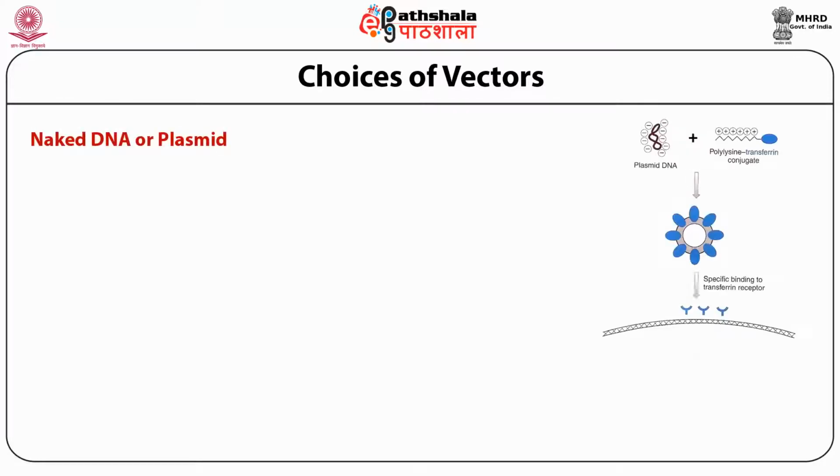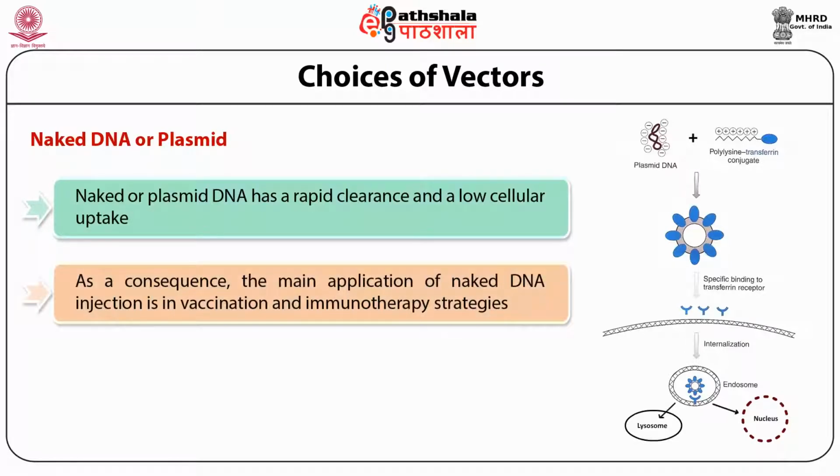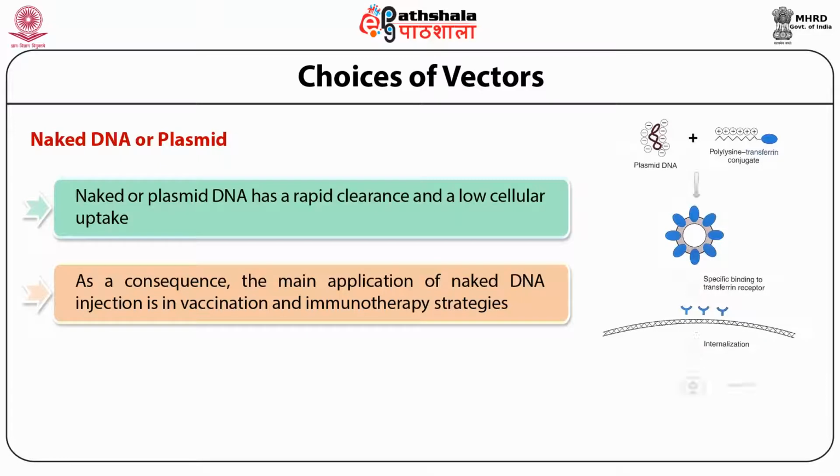It is also called plasmid. So what is naked DNA? It is DNA which has rapid clearance and low cellular uptake. As a consequence, the main application of naked DNA injection is in vaccination and immunotherapy, and it is used particularly for vaccination and immunotherapy treatment.